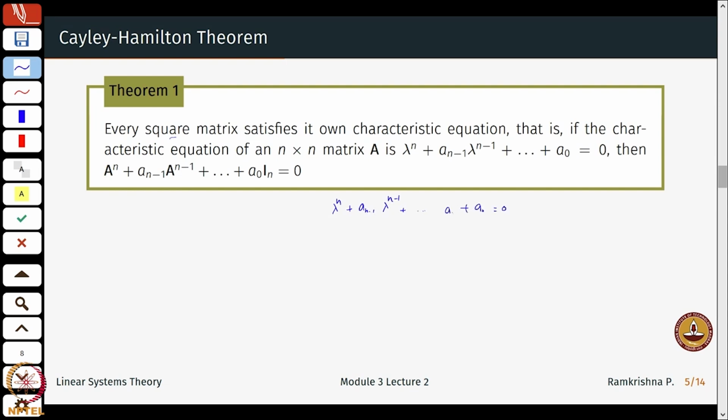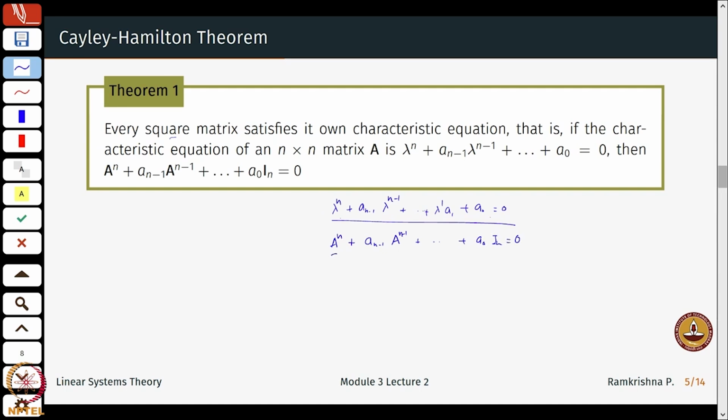So, I will have A1 lambda power 1 and so on. So, I will get a polynomial of order n in lambda. This is the characteristic equation. What the Cayley-Hamilton theorem says is that if I just replace, loosely speaking, lambda by A, I get A to the n minus 1 plus A0 I n. This is also true, that the matrix A satisfies its own characteristic equation.